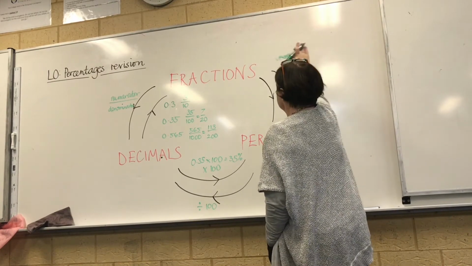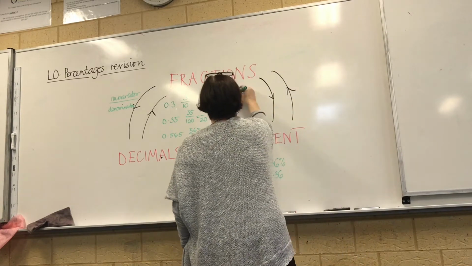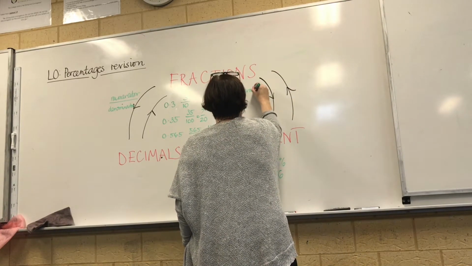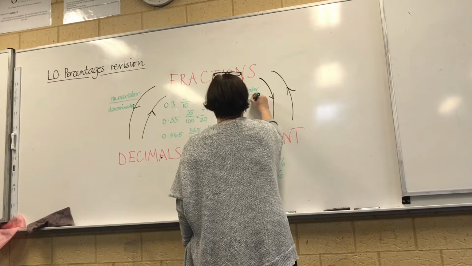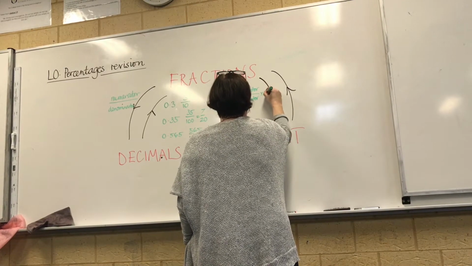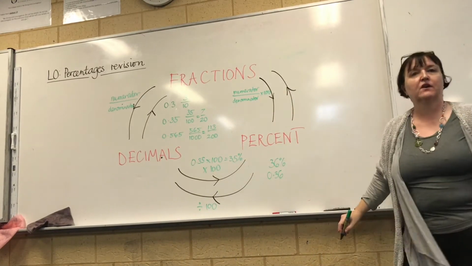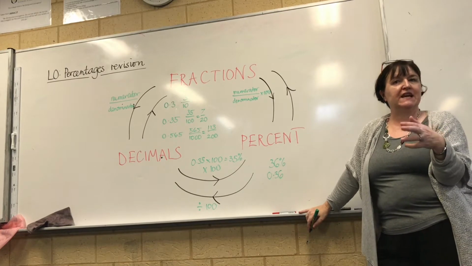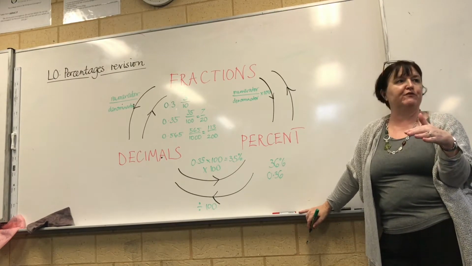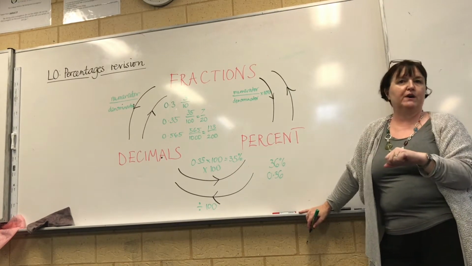Oh no, I need to write that on the inside, don't I? Sorry. Yeah, it's the numerator divided by the denominator multiplied by 100. Okay, so if you got 36 out of 42 in a test, you would do 36 divided by 42 multiplied by 100.